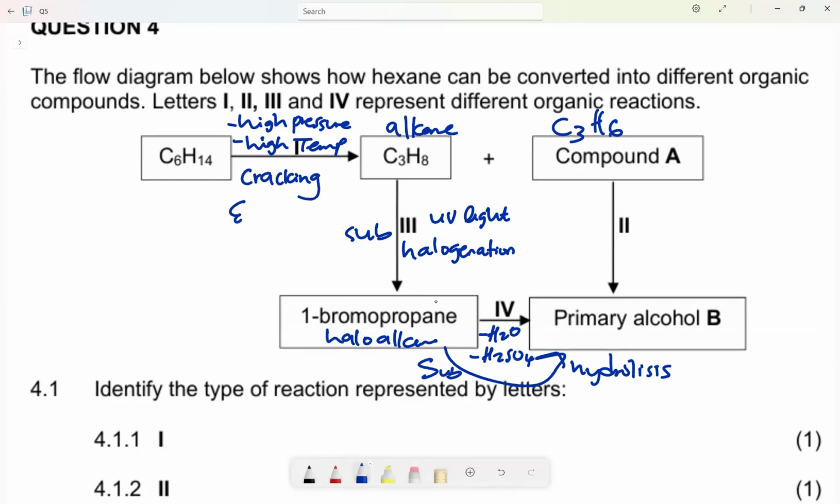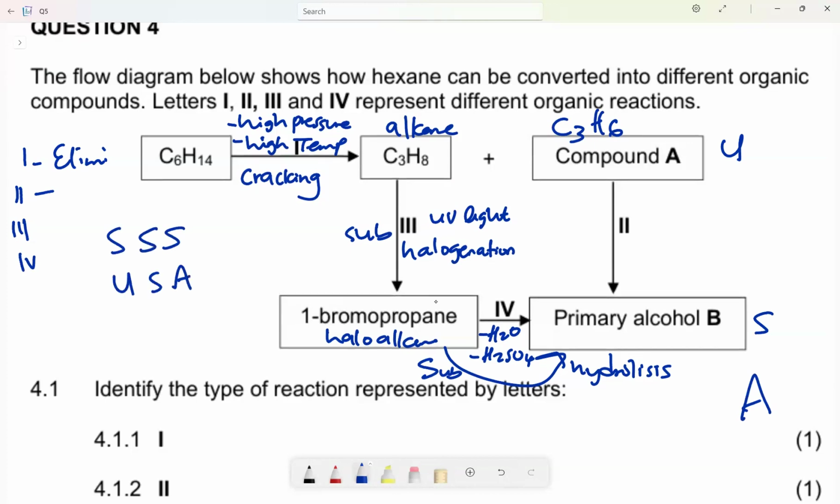Actually, let me say reaction 1, reaction 2, reaction 3, reaction 4. Reaction 1 is an elimination reaction. In reaction 2, I am moving from an alkene, which is unsaturated, to an alkane, which is saturated. And remember, unsaturated to saturated is what? Addition. Why? Remember, single and still searching, I went to USA and found a beautiful lady called Sue. So moving from unsaturated hydrocarbon to saturated is an addition reaction.